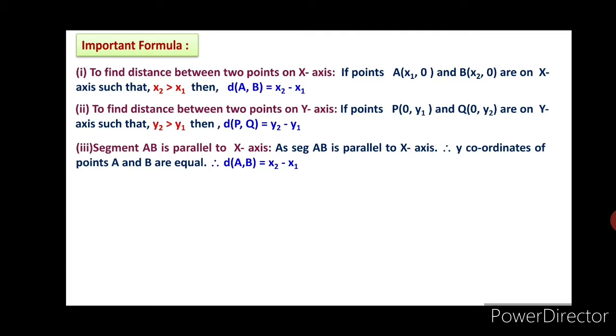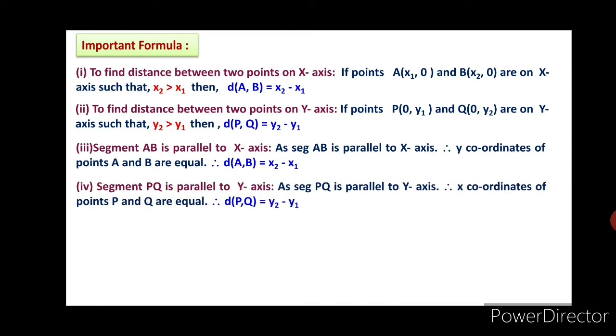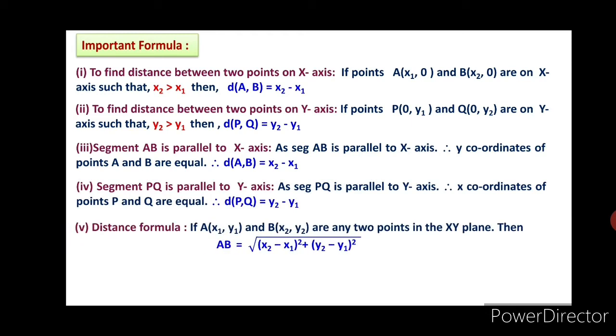Segment AB is parallel to the x-axis. As segment AB is parallel to the x-axis, the y coordinates of points A and B are equal. Therefore, the distance between A and B will be x2 minus x1. Segment PQ is parallel to the y-axis. As segment PQ is parallel to the y-axis, the x coordinates of both points P and Q are equal. Therefore, the distance between P and Q is y2 minus y1.